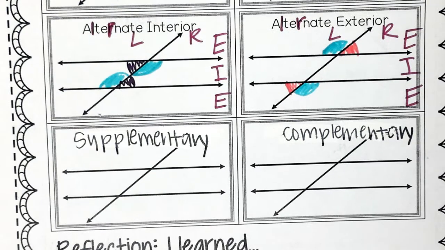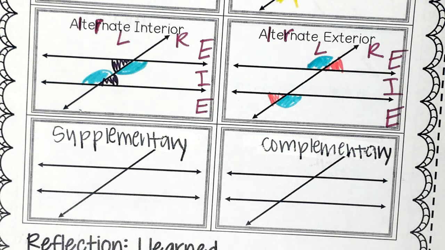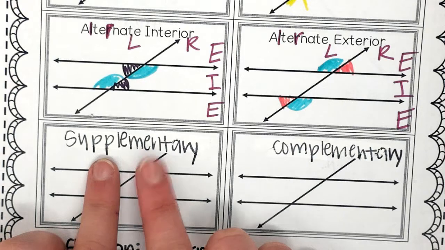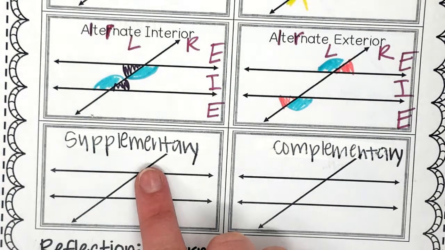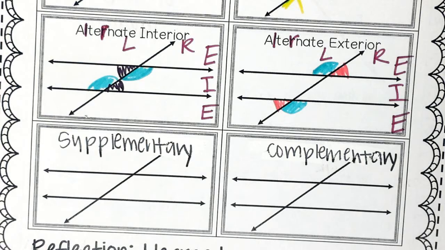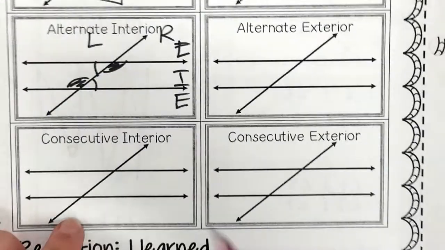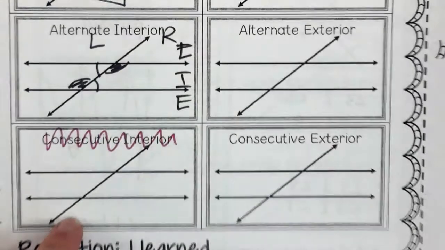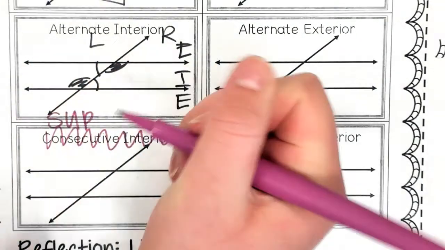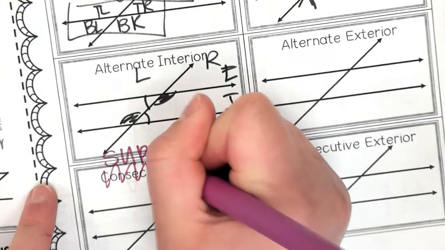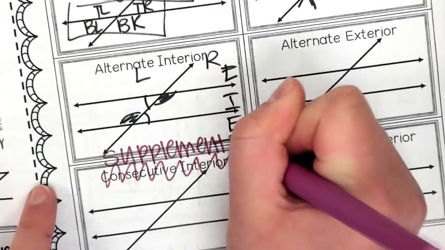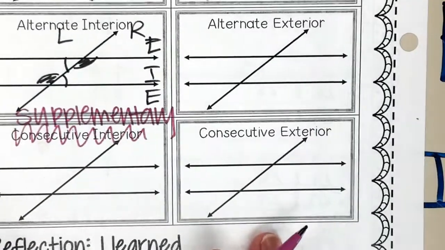Okay, and then we're on to supplementary. Supplementary. What I want you to do... Oh, thank you. Hey, your paper does not say supplementary. Your paper is going to say consecutive. What I want you to do is cross that out. Cross that out, and you're going to write supplementary. See if I can spell that right. Supplementary on top of it. So cross it out, write supplementary on top of it.